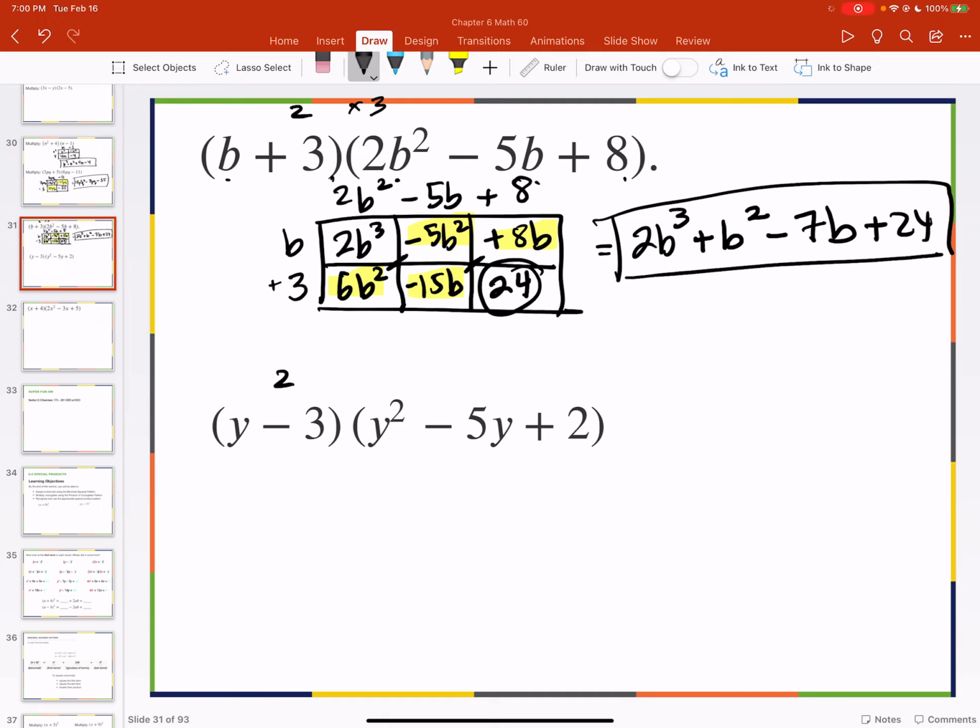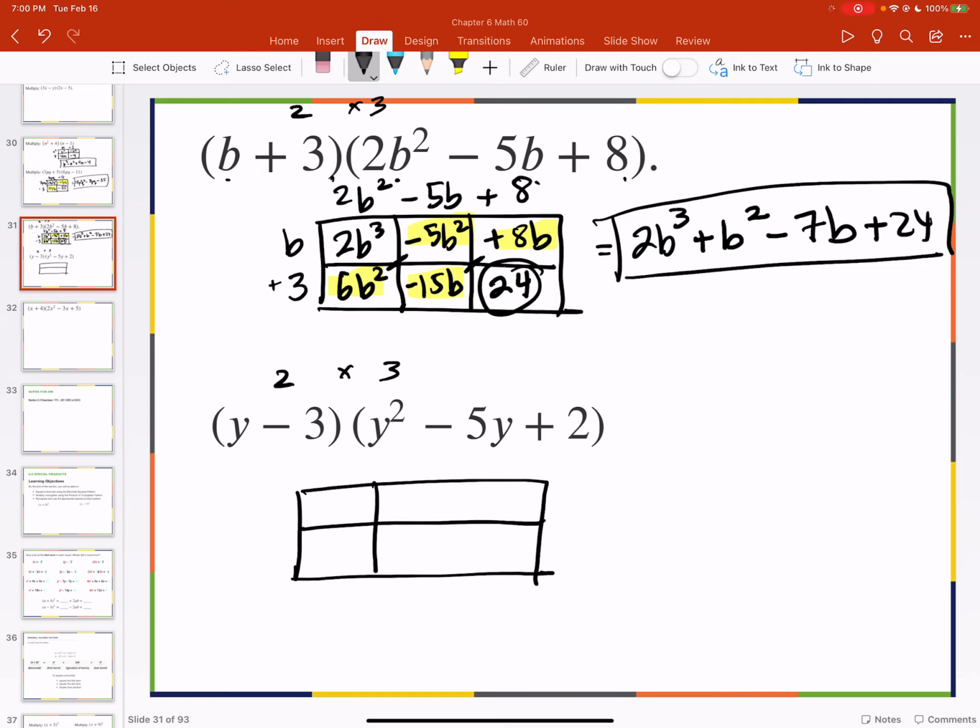So then this is going to be a 2 by 3 box. 2 by 3, y minus 3, y squared minus 5y plus 2. So then filling it in, y times y squared is y cubed. Negative 3 times y squared is negative 3y squared. Y times negative 5y is negative 5y squared. 2 times y is 2y. Negative 5y times negative 3 is a positive 15y. Because a negative times a negative is a positive. Negative 3 times 2 is negative 6.